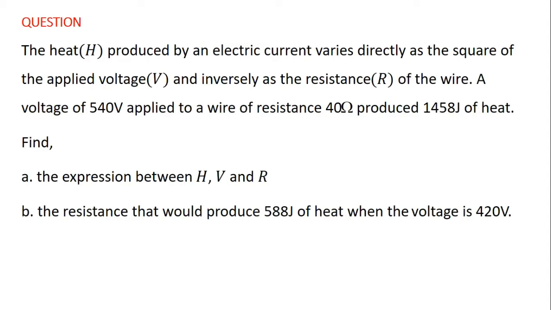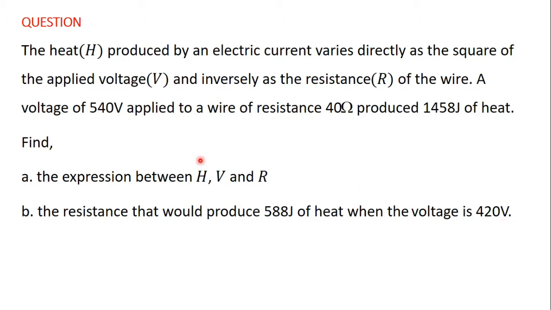The question for this video is: the heat H produced by an electric current varies directly as the square of the applied voltage V and inversely as the resistance R of the wire. If a voltage of 540 volts is applied to a wire of resistance 40 ohms, the heat produced is 1458 joules. Find A, the expression between H, V, and R. B, the resistance that will produce 588 joules of heat when the applied voltage is 420 volts.